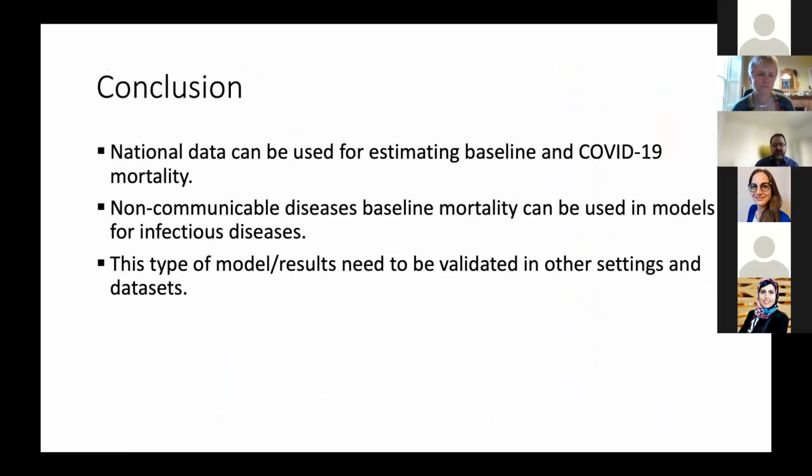So in conclusion, what we're going to discuss in the paper and in this study is that national data can definitely be used to estimate baseline and COVID-19 mortality. Now, for non-communicable diseases, at the start of the pandemic, we don't have case fatality rate, R0, and other parameters that are used in dynamic infectious disease models. But here, this is the first study that has used the baseline and background death of chronic diseases as a parameter in a model for infectious disease.